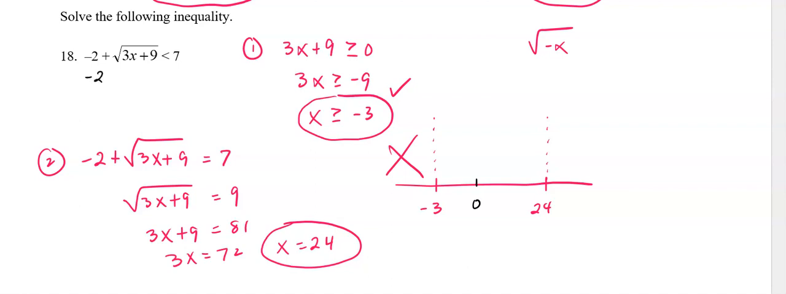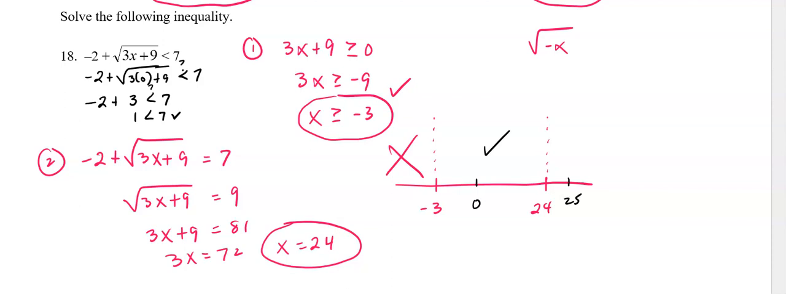And so literally just go up to your original problem, input 0 in for x, and see if it gives you a true statement. Okay, so 3 times 0 is 0, 0 plus 9 is 9, and the square root of 9 is 3. All right, so when I do this math, I get 1 is less than 7, and that is true. So these work.